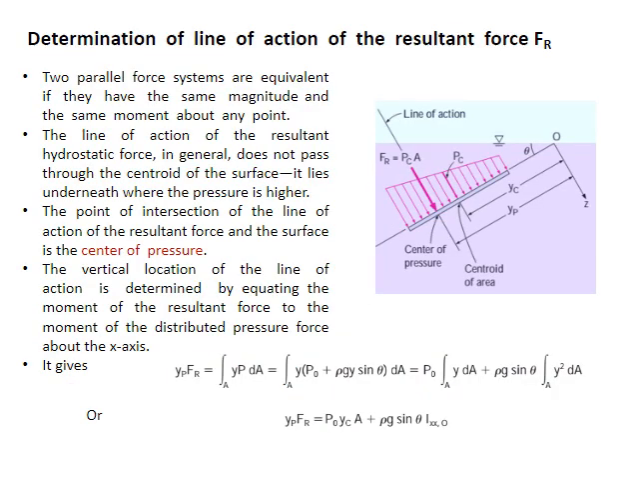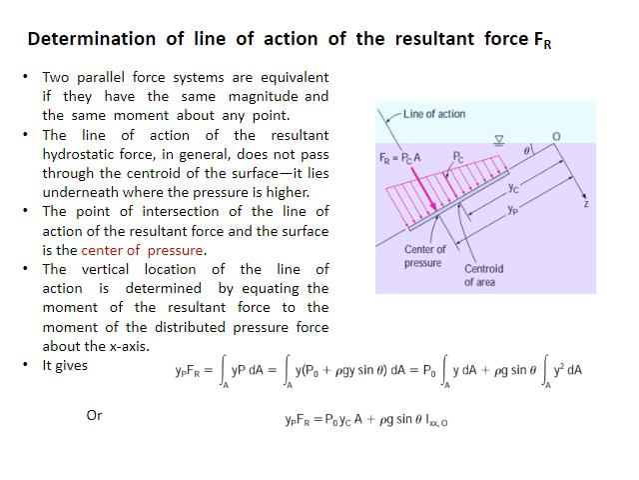In this slide I am going to talk about determination of the line of action of the resultant force Fr. Two parallel force systems are equivalent if they have the same magnitude and the same moment about any point. The line of action of the resultant hydrostatic force in general does not pass through the centroid of the surface. It lies underneath, where the pressure is higher. The point of intersection of the line of action of the resultant force and the surface is the center of pressure. The vertical location of the line of action is determined by equating the moment of the resultant force to the moment of the distributed forces about the x-axis.